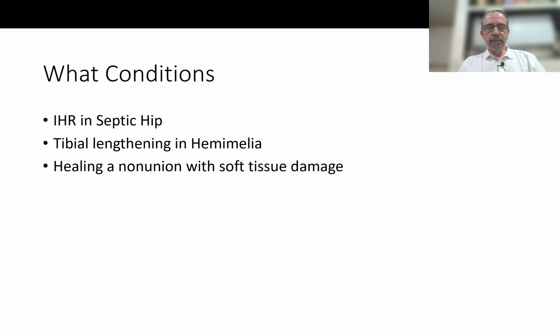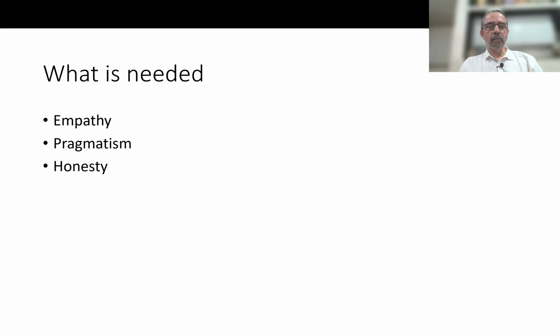Which conditions would I think qualify for this definition of improving an abnormal limb, not making it absolutely normal, but improving? Something like an Elizarov hip reconstruction in a septic hip, something like tibial lengthening in hemimelia, or healing a non-union with soft tissue damage. All of these things help, they improve the limb, but don't make it normal.